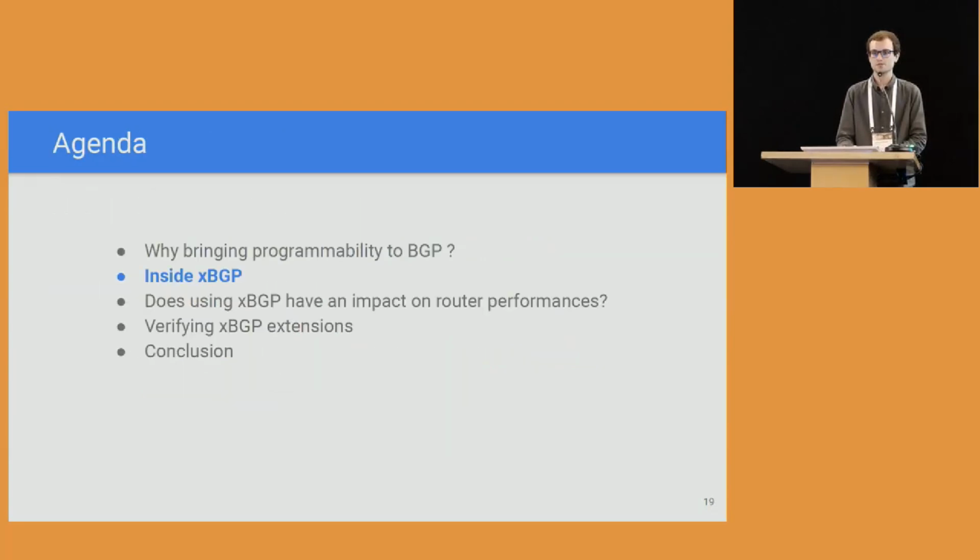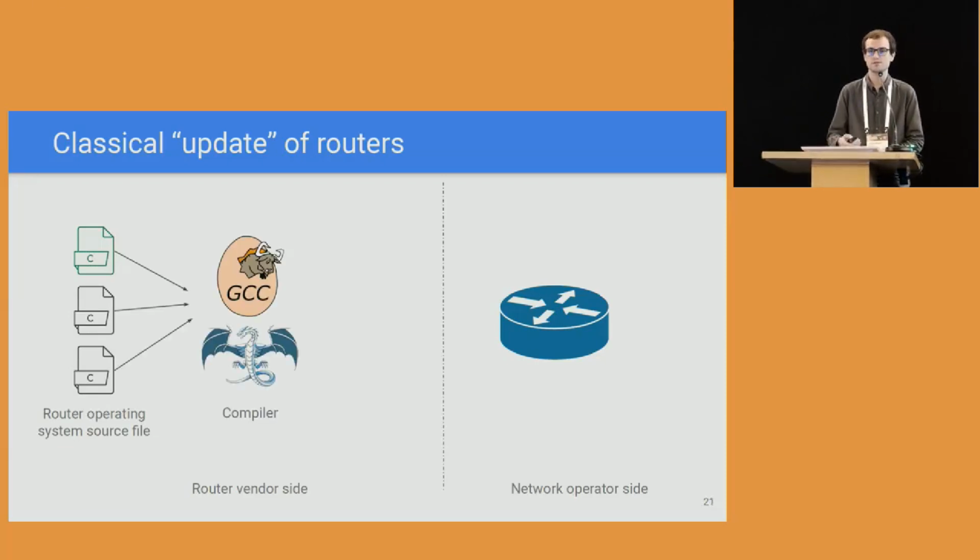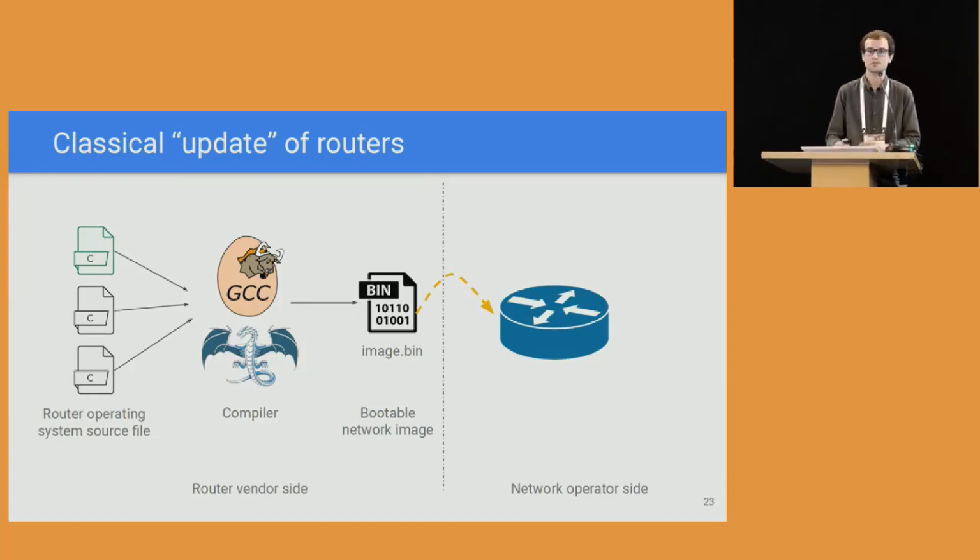Now I will explain the basics of xBGP, and let me first introduce how routers are updated in the classical way. The vendor must add and implement the new feature inside their routing stack. Then they need to compile it and generate an image that the network operator can fetch and install on its network. But during this process, the operators must flash the router and reload the session, so they lose all the neighboring sessions, all the routing peers they have established with other people.